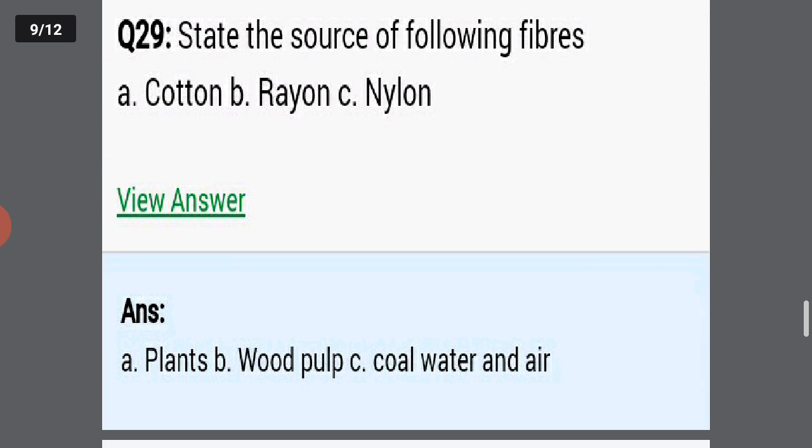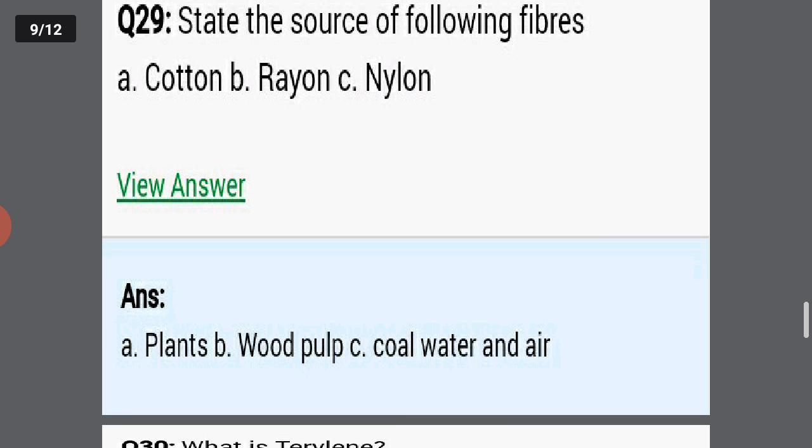Okay, let's move to the next question. Now, state the source of the following fibers. Cotton, a natural fiber, we all know. Rayon, a synthetic fiber. Nylon, another synthetic fiber. The source for cotton is plants, for rayon it is wood pulp, and for nylon, coal, water, and air are the sources of nylon fiber. Got it?